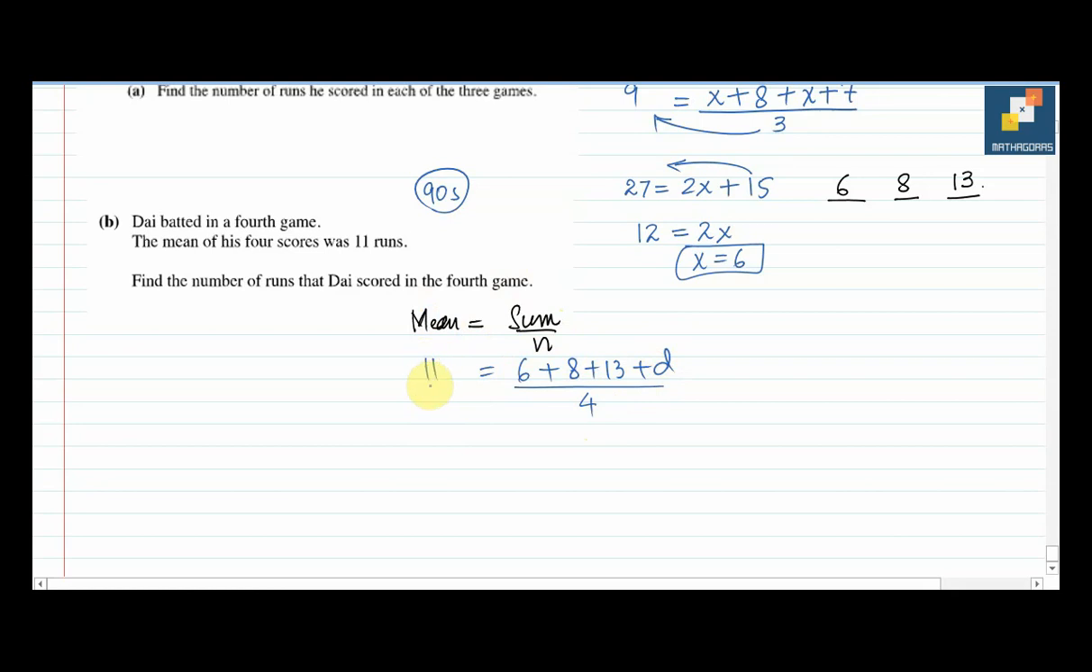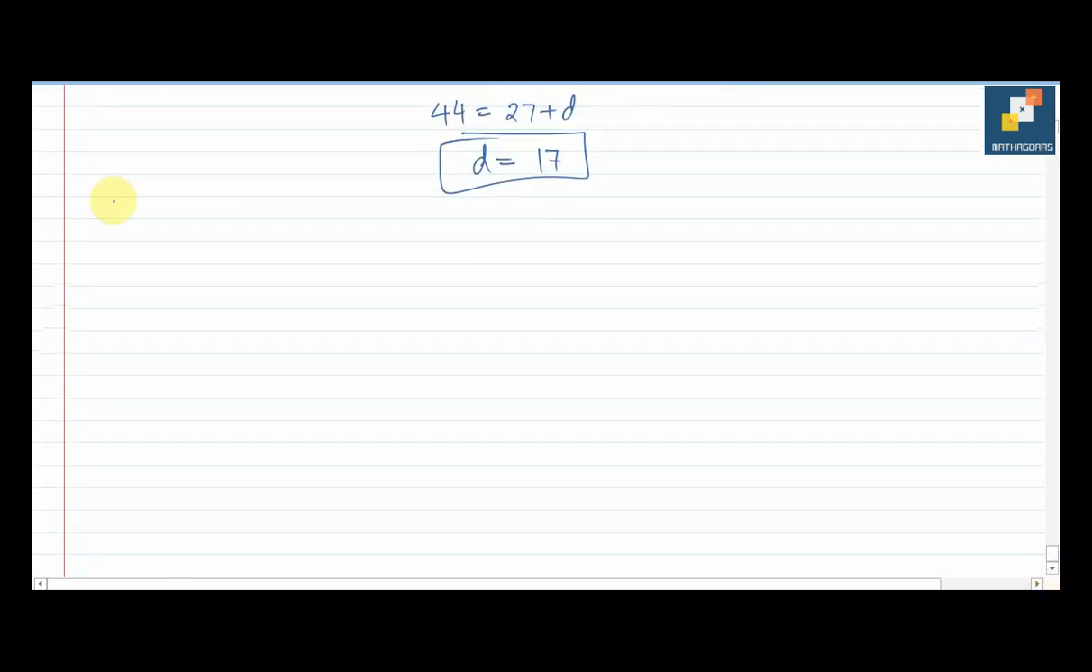So you need to multiply it. So 4 11s are 44 equals 8 6s are 14 plus 13. It leads to 27 plus d, right? Now you can easily find the value of d and that will be equal to 17. So I hope that all of you are now clear with this question. Moving on to the next one.